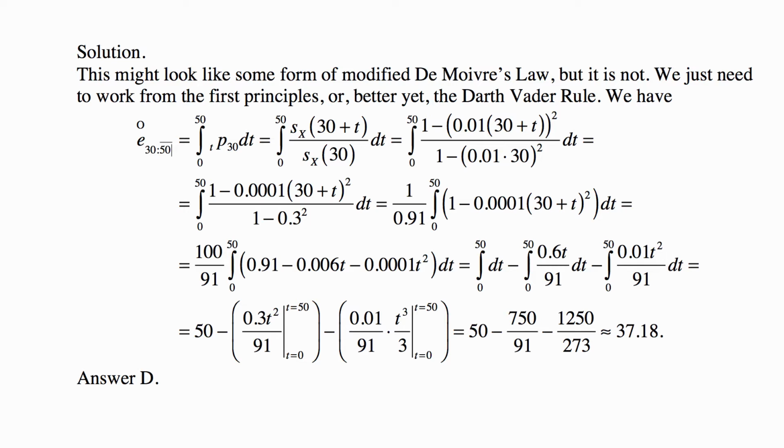We just multiply things out, and it's a polynomial, and we take the integral from 0 to 50 of everything that appears there, and just do a straightforward calculation, and it ends up being 50 minus 750 over 91 minus 1250 over 273, so it's approximately 37.18.